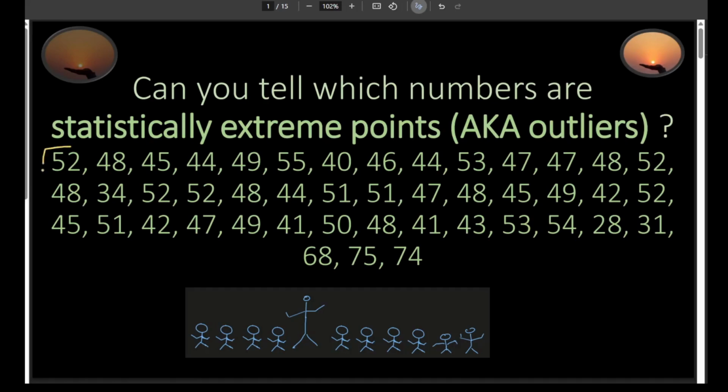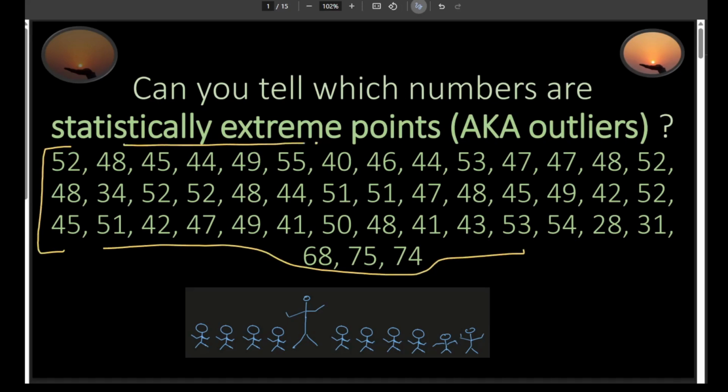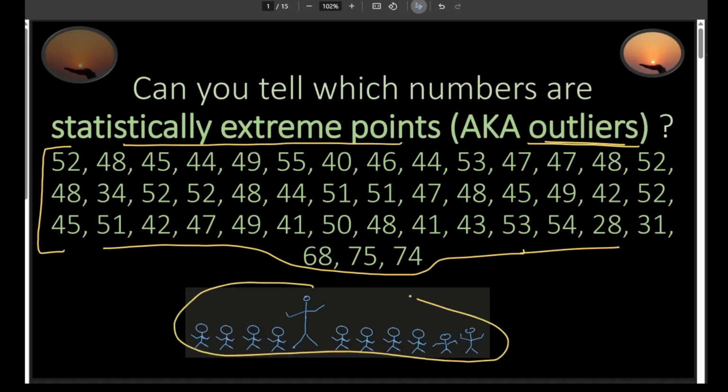If somebody gives you these numbers, and you have to find from these numbers statistically extreme points, also known as outliers, can you do that? Well, that's going to be a difficult task just by looking at the numbers. How about this right here? If somebody gives you that these represent heights of people, can you find an outlier over here?